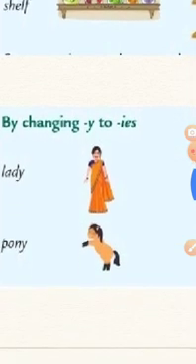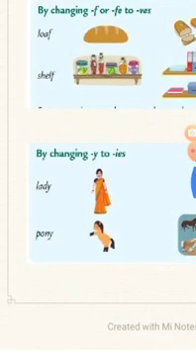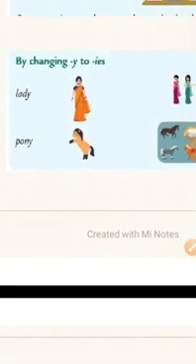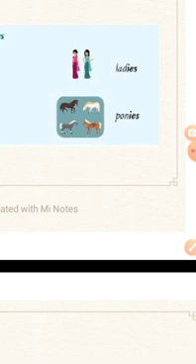Now let's look at the fourth rule. How do we change a singular naming word to plural naming word that ends with consonant and Y? You have to remember this, not just Y, it has to have a consonant before it. Like here we have D and Y. So when it ends with a consonant and a Y, when we make it to plural, we remove the Y and put IES in its place.